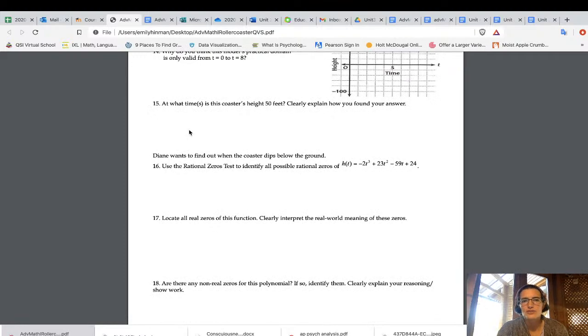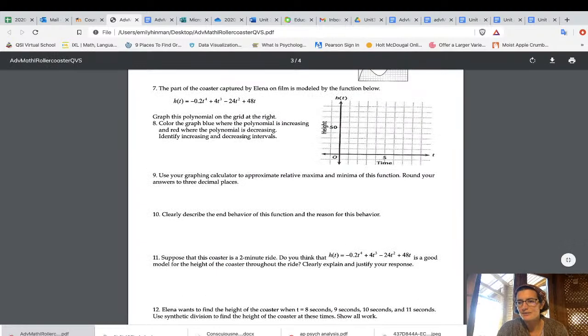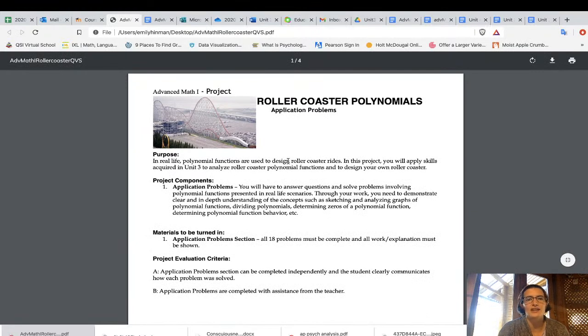So this is your project. I think it's pretty straightforward. In my Advanced Math 2 class, we extend this, and we have an engineering problem to actually design a roller coaster. So if you're doing Advanced Math 2, you'll get to do that next.